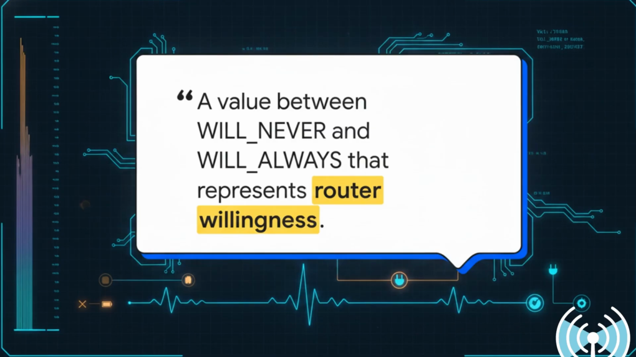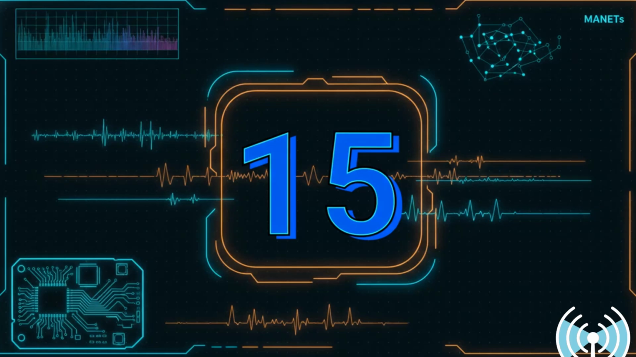If a node is dying, it can just advertise a willingness of will_never, which is a numeric value of 0. It's essentially telling its neighbors, look, do not pick me to route your traffic. Conversely, a node advertising a willingness of 15, which translates in the protocol to will_always, literally commands the network to always select it as an MPR. By doing this, the network autonomously takes the heavy lifting off those weaker nodes and intelligently routes the complex traffic right through the nodes that actually have the resources to handle it.